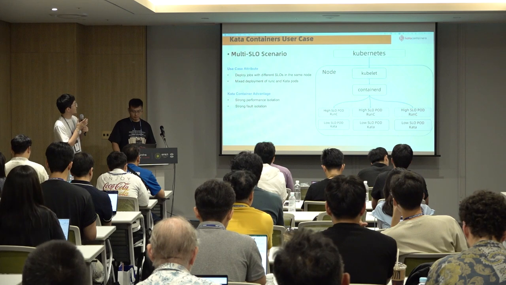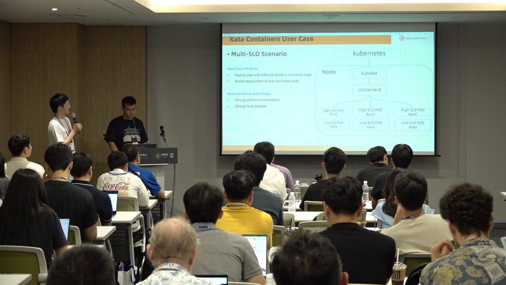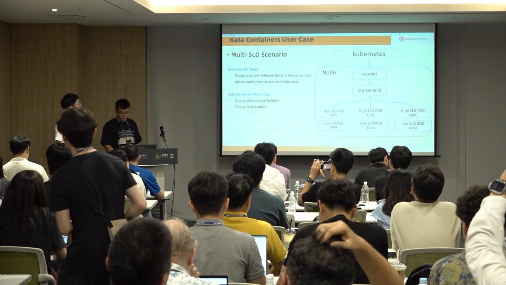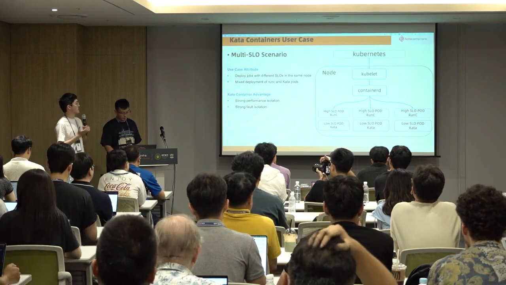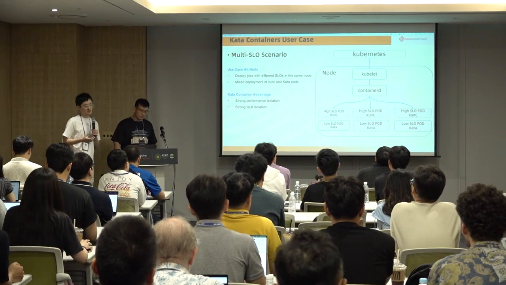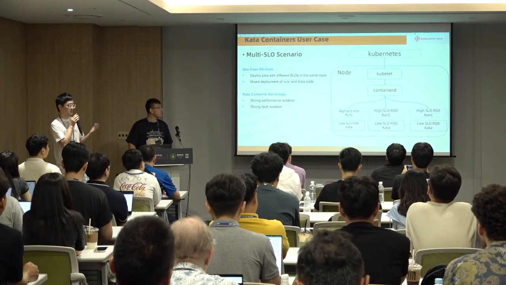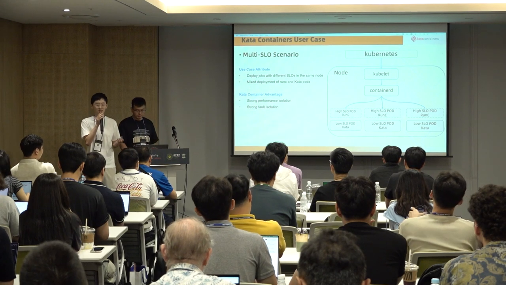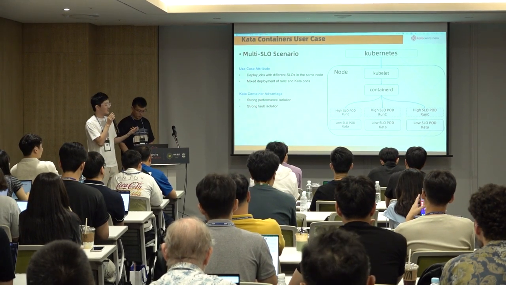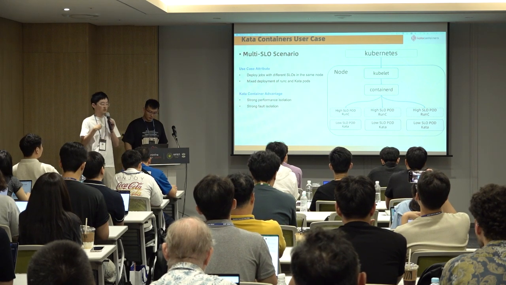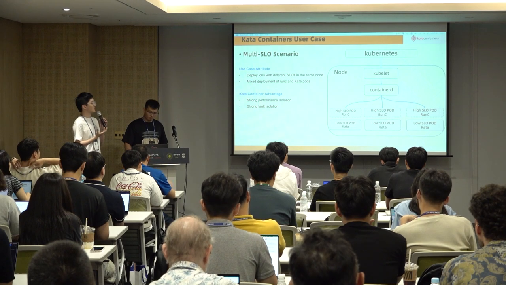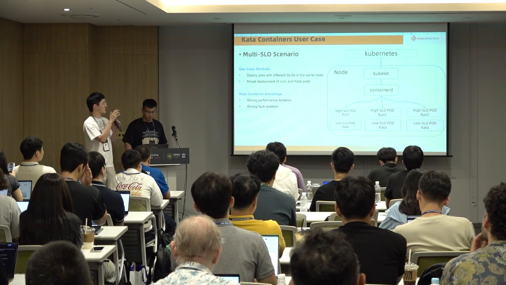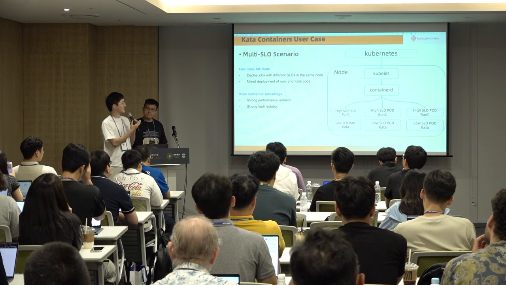The other use case is the multi-SLO, service level objective, scenario. This is also used at Alibaba. The use case is that users want to deploy jobs with different SLOs on the same nodes, because during the nighttime some applications might have very low CPU or memory utilization, and during the daytime they might have very high utilization. Some companies want to fully use the capacity of their machines, so they deploy the regular applications in runC, the traditional containers, so that they can fully use the power during the daytime.